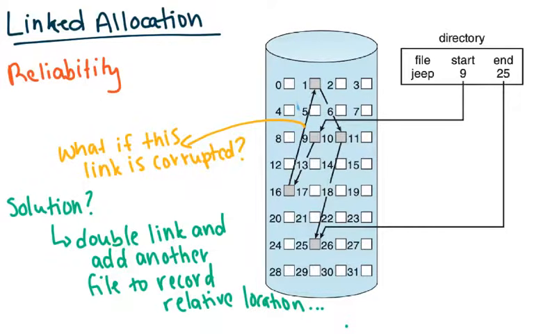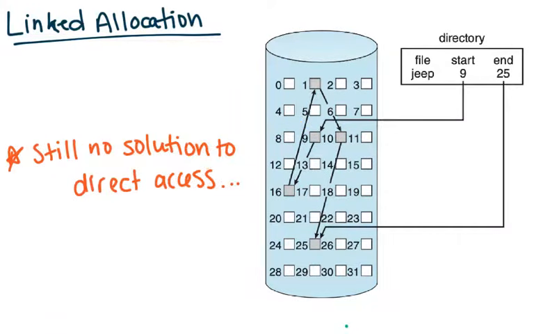And reliability. What if one of these links gets corrupted? Possible solutions here. You could use a doubly linked list and add another file to record relative locations. So you would have kind of a backup, so you would know how things are connected. But again, all of this causes some overhead. Oops, there's an arrow down there. Overhead. Okay. There's still really no solution to direct access. You don't have direct access.